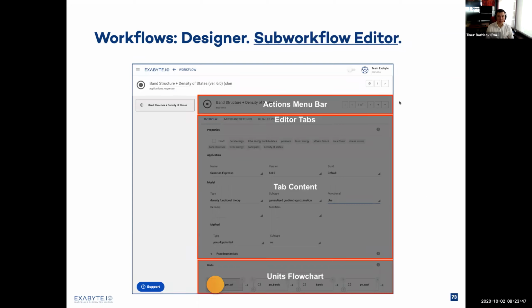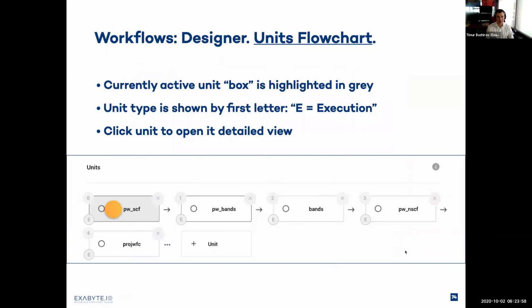Now, to be able to modify the information contained inside the sub-workflow, we need to use this sub-workflow panel and units flowchart. If you look at the units flowchart, it contains the units and the logical succession in which these units are executed inside the workflow. And as you can see, the units have different types, such as an execution unit type. That's the only one that's present in this particular sub-workflow.